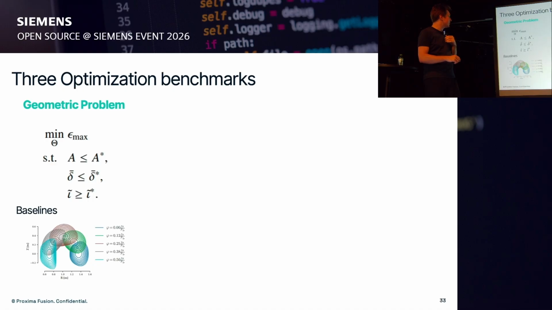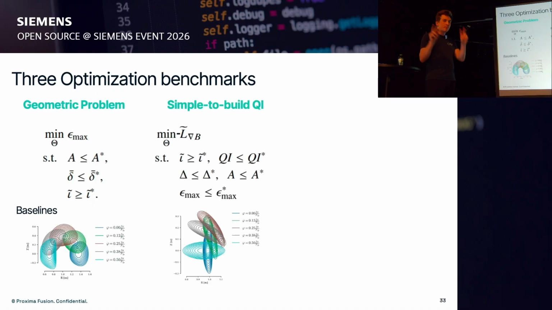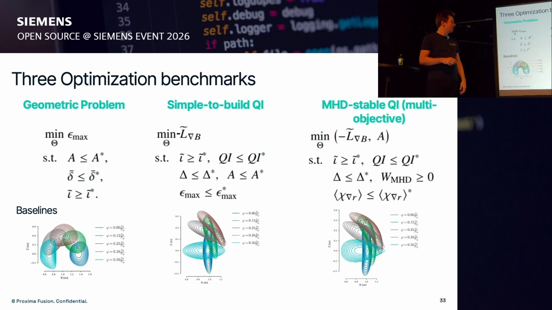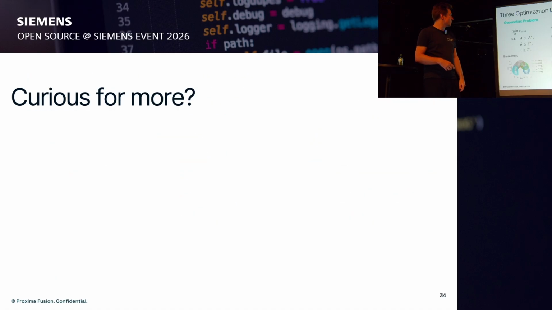The optimization benchmarks that we have published are 3 of increasing complexity. So the first one is the simple geometric one, where you just want to have certain metrics below a given threshold. The second one is a simple to build quasi-isodynamic stellarator, where we have this L grad B metric, which is related to how wiggly these coils need to be. And the third one is the MHD stable quasi-isodynamic multi-objective problem, which is the minimum viable subset of metrics that are actually relevant for the stuff that we do during our daily optimization work.